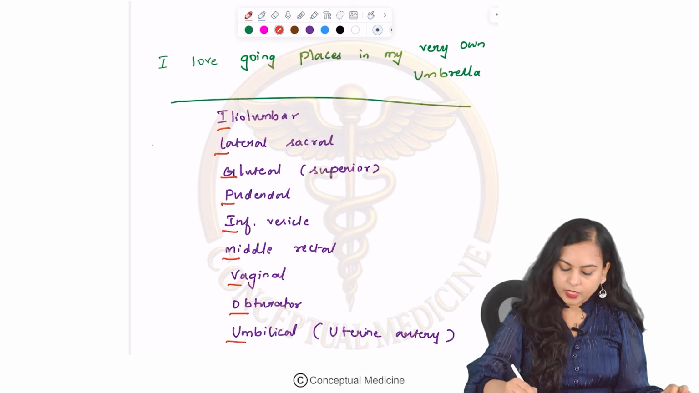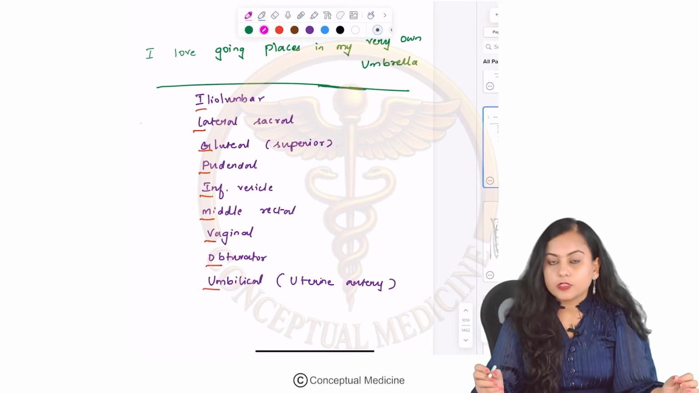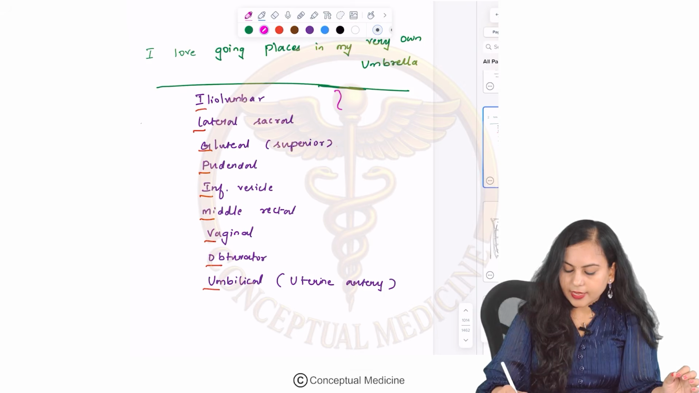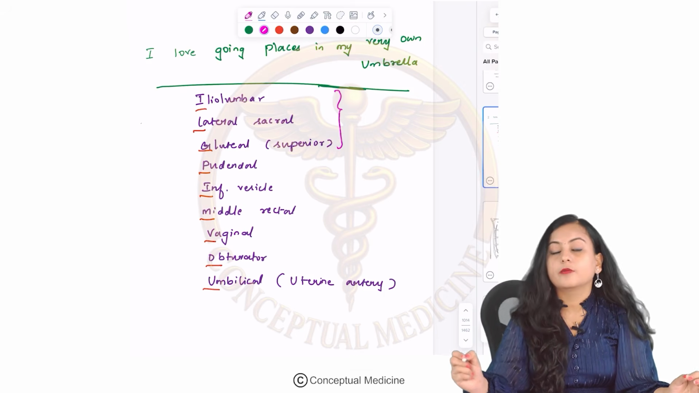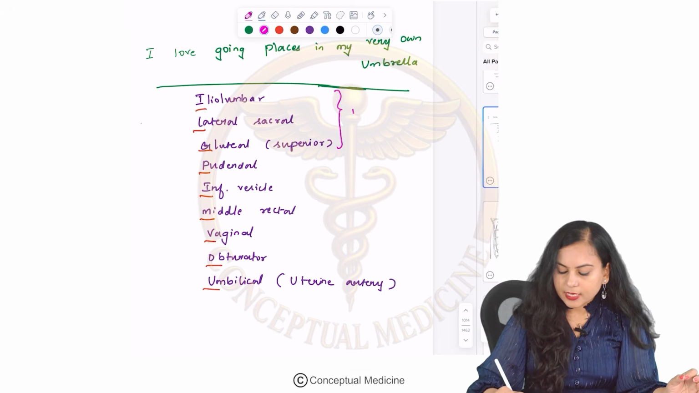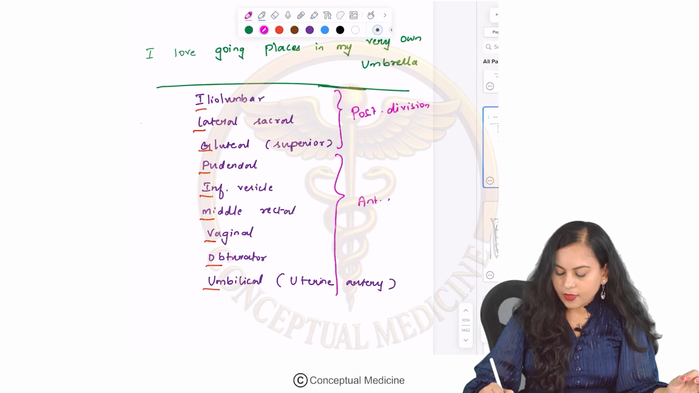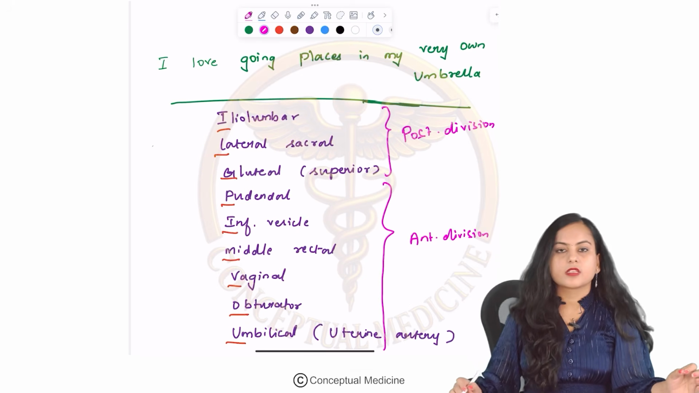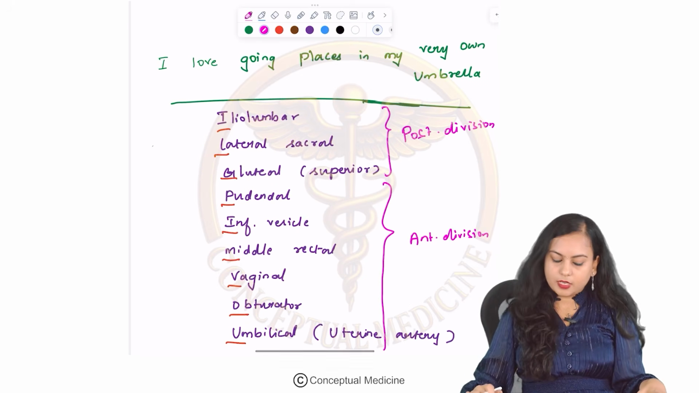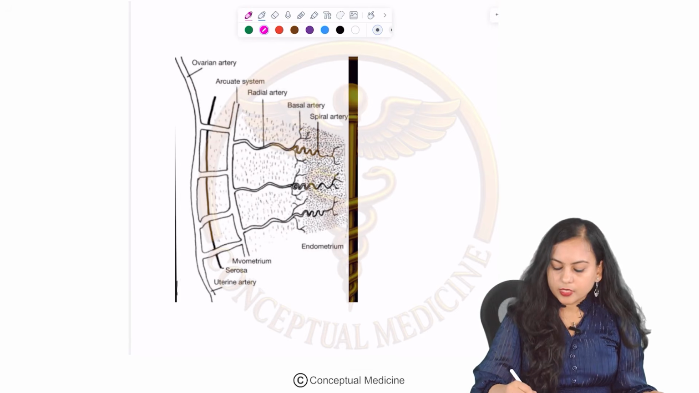Clear? Now, what you have to know is the first three, that is ILG, I love going, are the branches of the posterior division of internal iliac artery, whereas the rest are the branches of the anterior division of internal iliac artery. Is that clear?